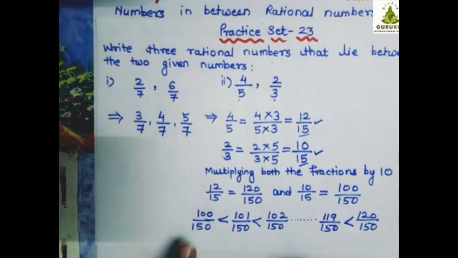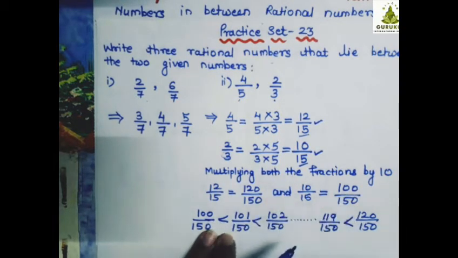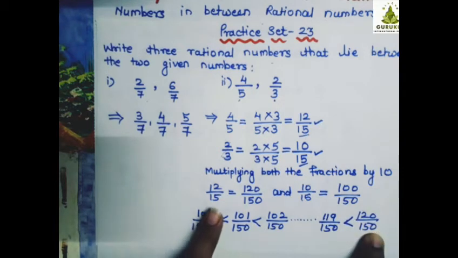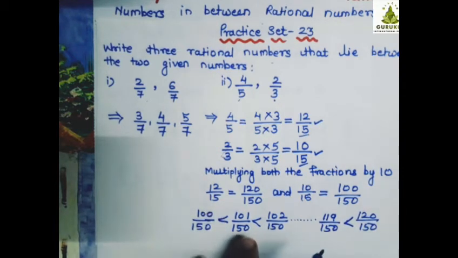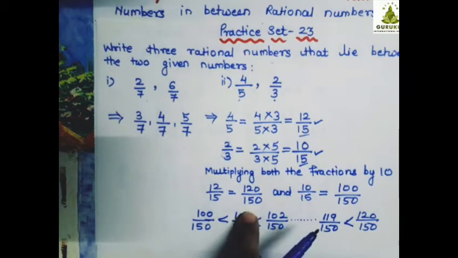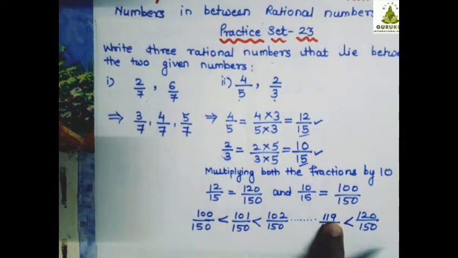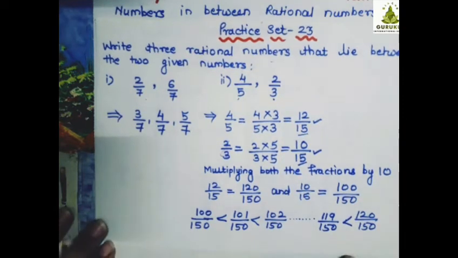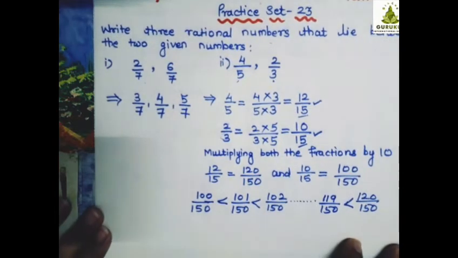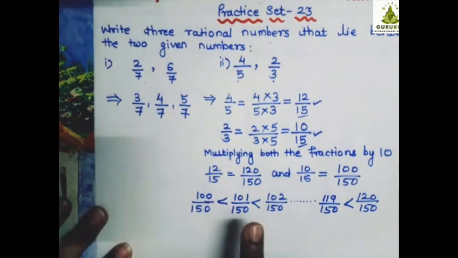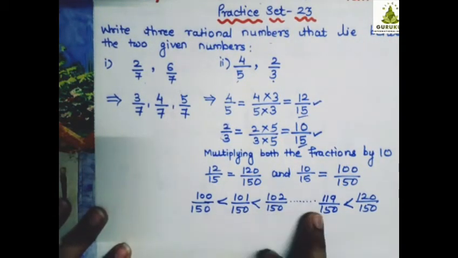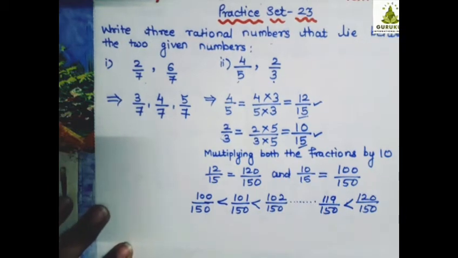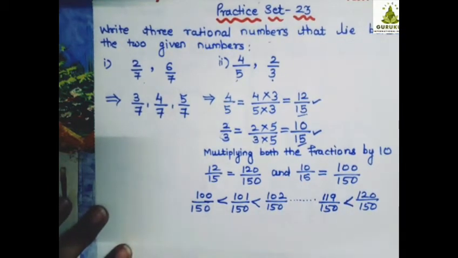Correct? What is the meaning of this one? Between 100 upon 150 and 120 upon 150, this many numbers lie, numbers starting from 101 to 119. So many numbers lie, and you have to write any three numbers as the answer. Now, any three numbers means what you have to do? You can choose any number. You can choose 101, 102, 103, any number, and that is why I said that this is an open-ended question.